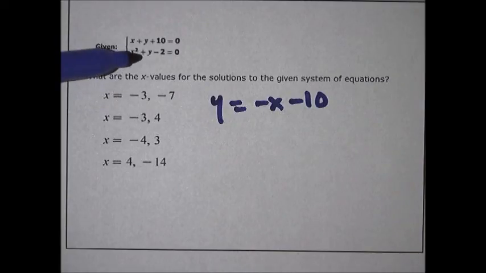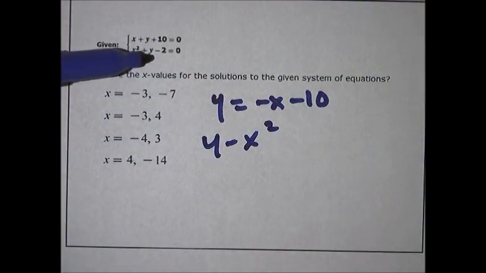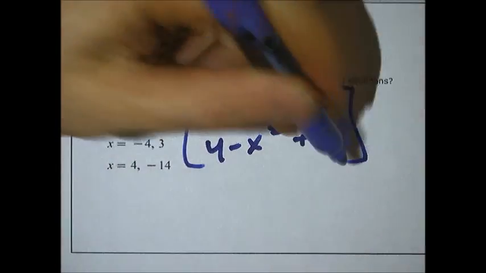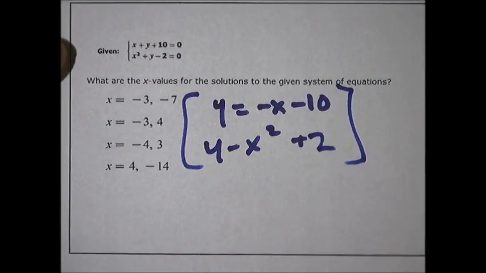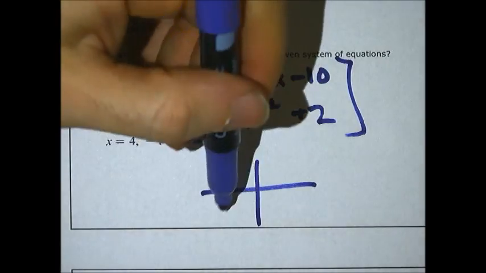For the second one, I want to solve it for y. To get the x squared over, I would subtract it. To get the 2 over, it's already negative, so to bring it over, I would add it. Now we have 2 equations. You would want to put these on your graphing calculator. When you do that, again, I can't show you the calculator, but you get something that looks like this.